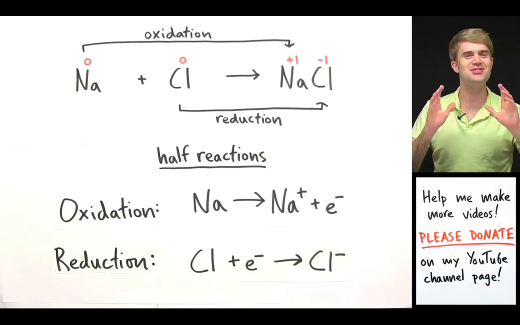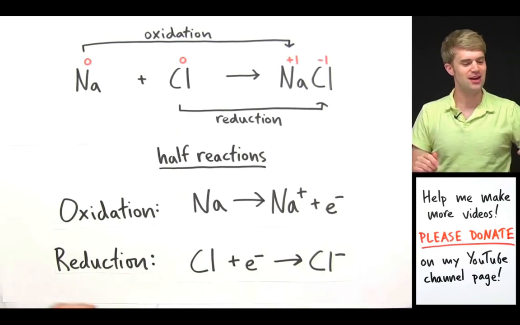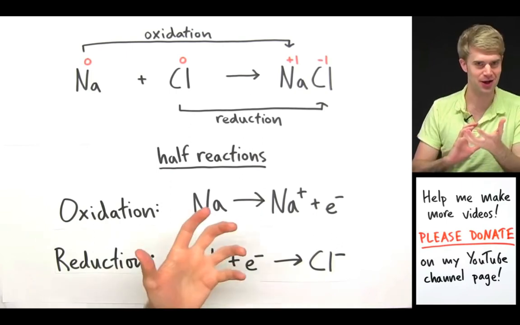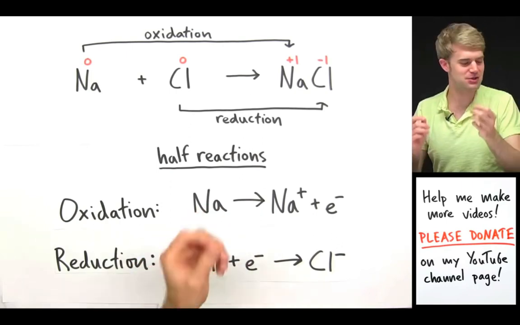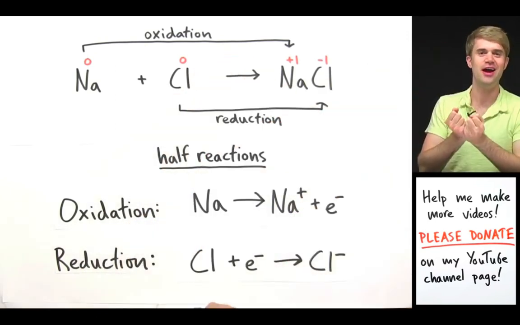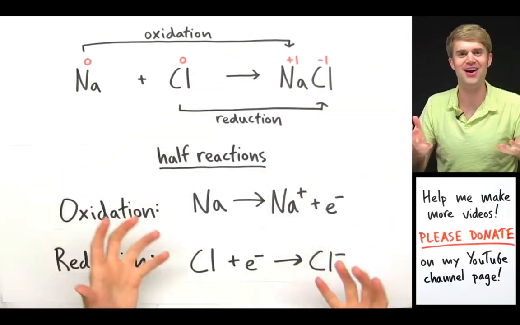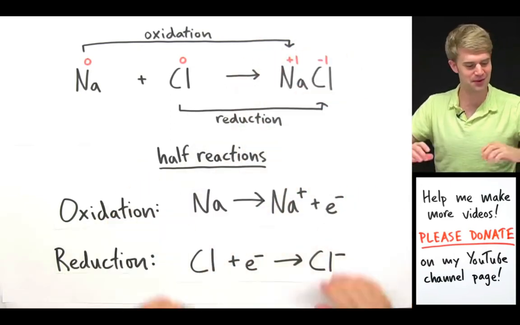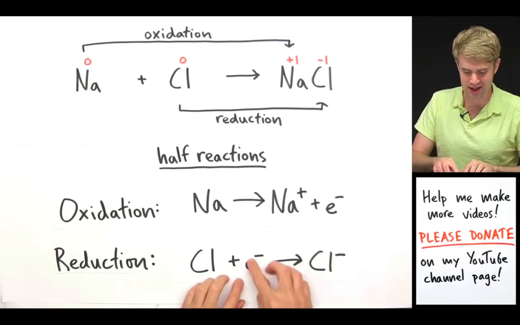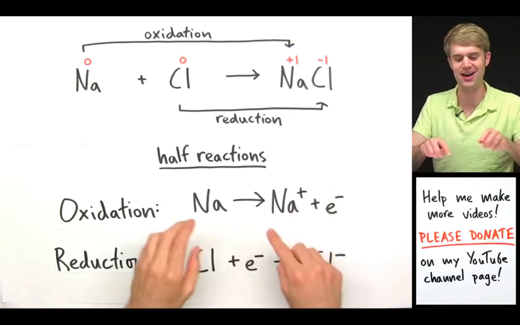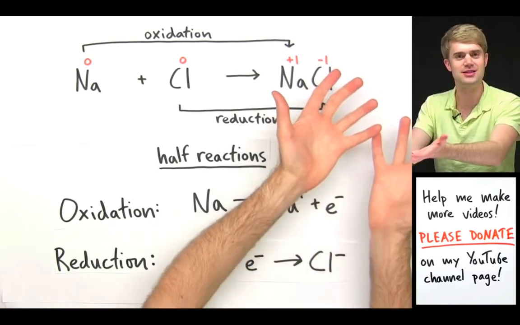Now, it's super important to keep in mind that oxidation and reduction always have to happen together. They always have to happen at the same time. Because if one atom is gaining an electron, that electron had to come from somewhere. So another atom had to give up that electron. You can see that right here. The electron here that chlorine is gaining is the same electron that sodium was releasing.